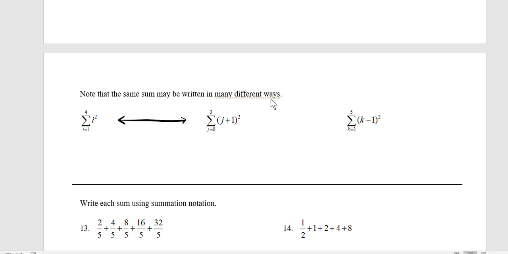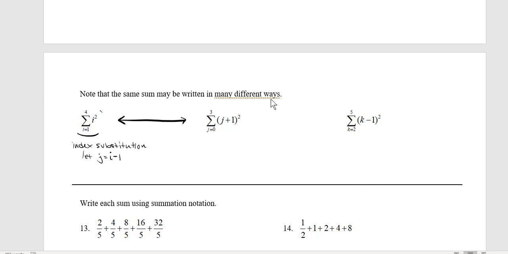So that we can see a single sum, the sum of a given set of numbers, can be expressed differently with summation notation. There are multiple ways to express it. For example, here, let's take this guy and let's do an index substitution. For example, we can let j equal i minus 1.